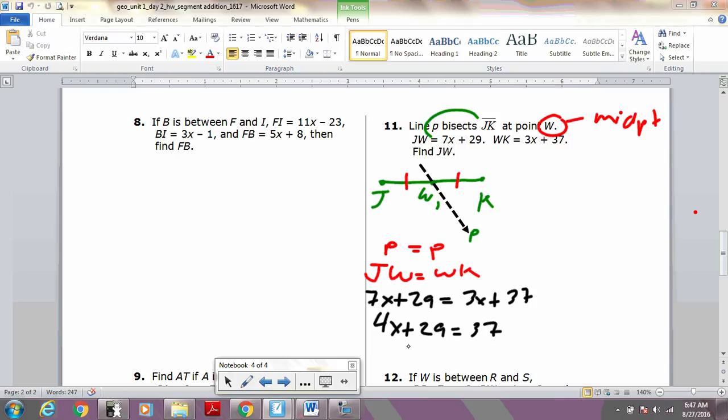Then I would subtract 29 from both sides, which would give me 4x is equal to 8. And then divide both sides by 4, so x is equal to 2.